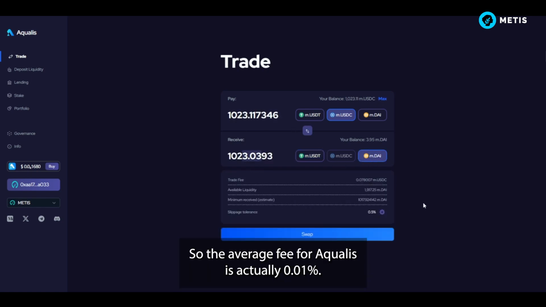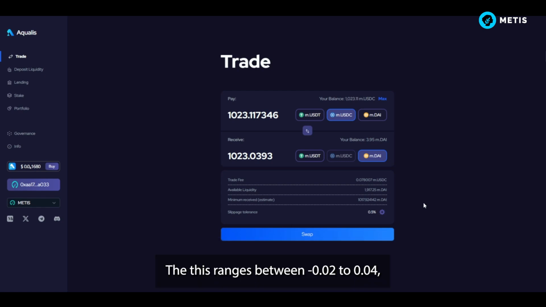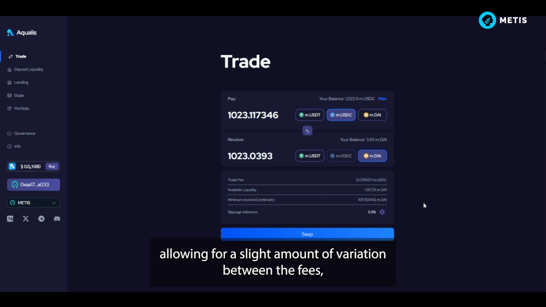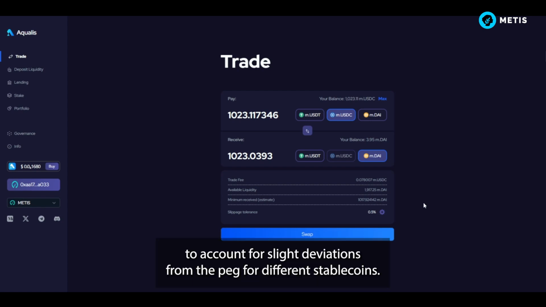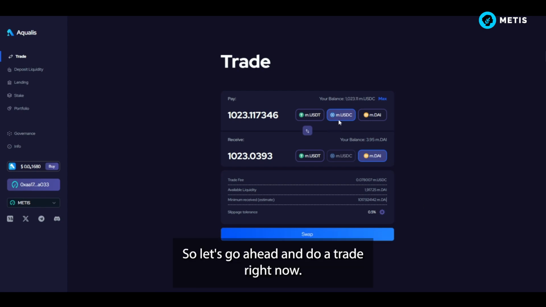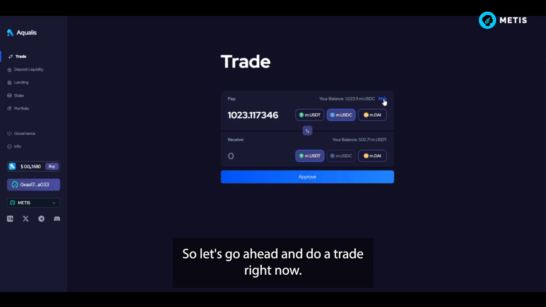So the average fee for Aqualis is actually 0.01%. This ranges between negative 0.02 to 0.04, allowing for a slight amount of variation between the fees to account for slight deviations from the peg for different stablecoins. So let's go ahead and do a trade right now.